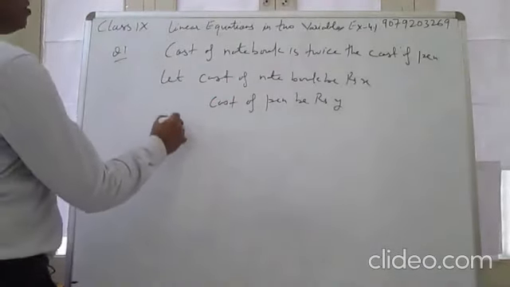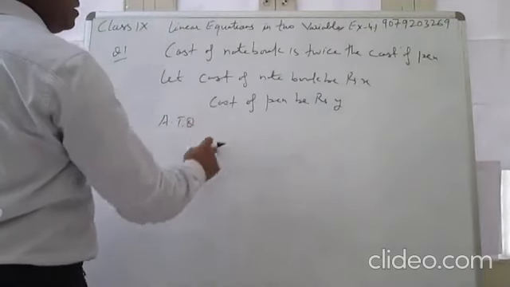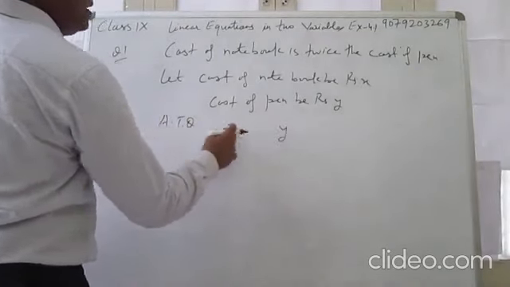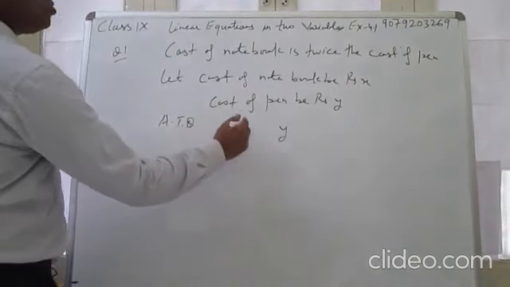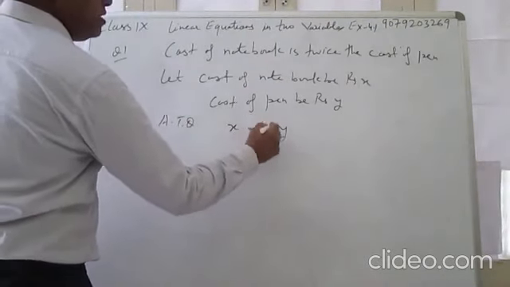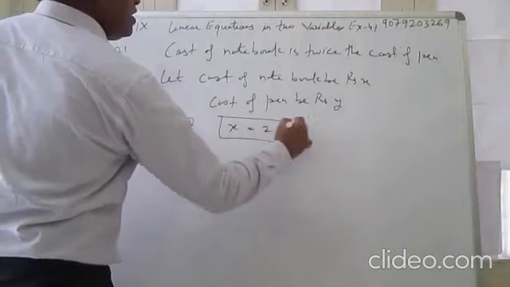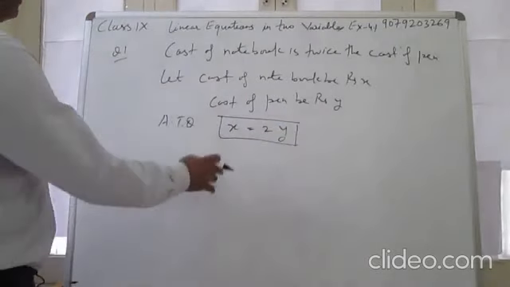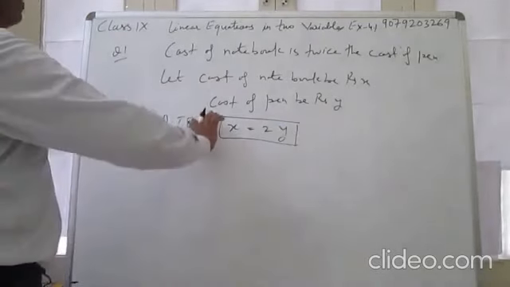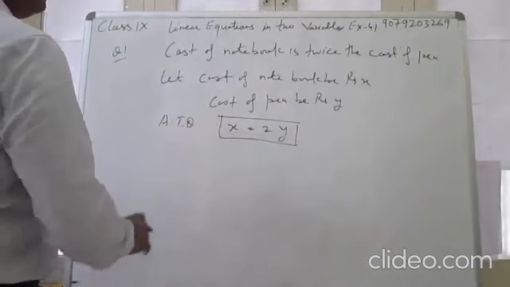Now, according to the question, the notebook is already twice, so we multiply on the pen side. So this is the linear equation in two variables. We have to frame a linear equation in two variables.